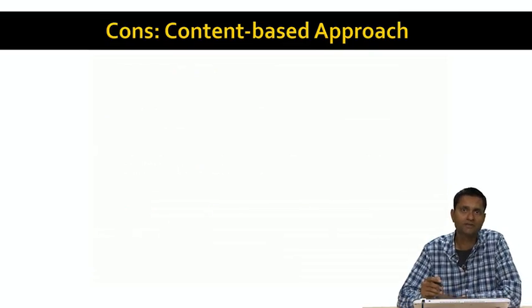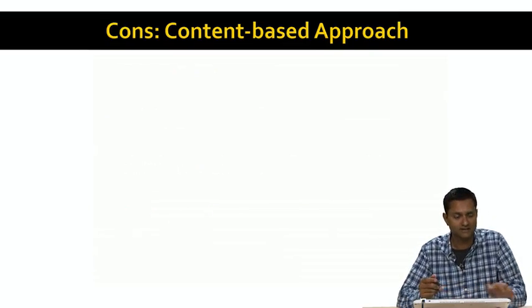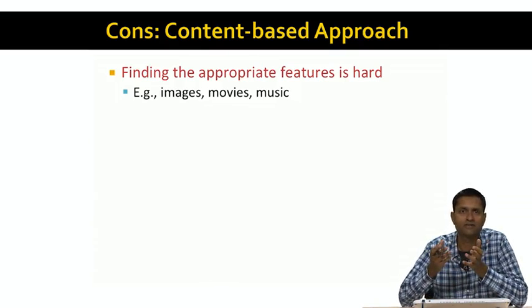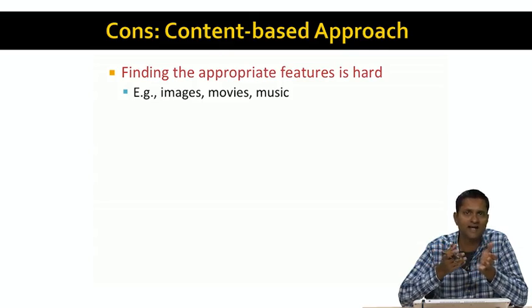So these are some of the pros of the content-based approach, but now let's look at the cons. The most serious problem with the content-based approach is that finding the appropriate features is very, very hard. For example, how do you find features for images or movies or music? In the case of movies, we suggested a set of features that include actors and directors and so on. But it turns out that movies often cross genres, and users are not very often loyal to specific actors or directors.